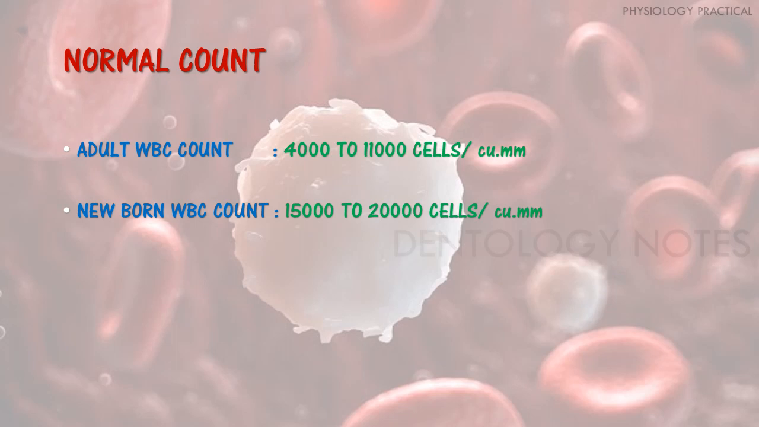Normal count. Adult WBC count, 4,000 to 11,000 cells per cubic millimeter. Newborn WBC count, 15,000 to 20,000 cells per cubic millimeter.